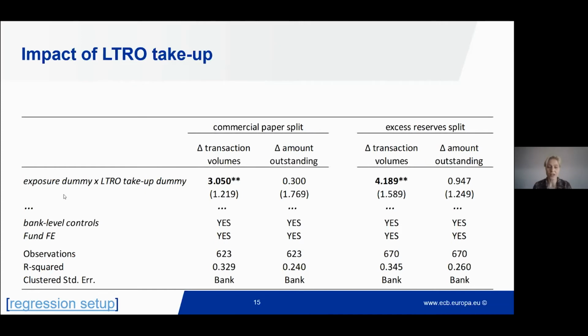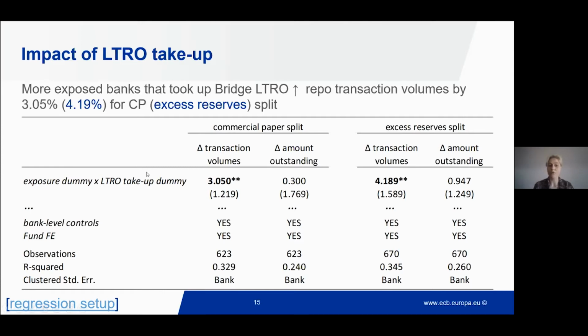Now, of course, I have to say that the decision to come to the operations is endogenous. The bank decides whether to come or not. All banks have access. So with that said, what we find is that indeed banks that are more exposed, that took up bridge LTRO funding, increase their repo transaction volumes vis-a-vis mutual funds by 3% when we look at commercial paper split, or by more than 4% if we look at excess reserve split, compared to the exposed banks that did not come to LTRO.